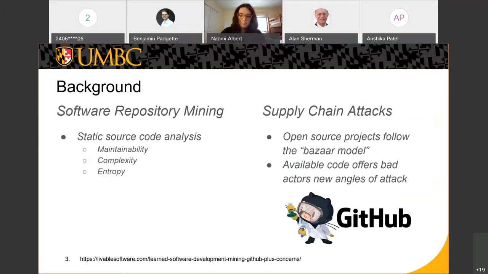So one of the best places to start this analysis is on GitHub. GitHub is home to thousands of repositories, so it can provide a good sample set. For our research, we have conducted two types of analysis on both non-mining and mining repositories. The first type of analysis we performed was static code analysis, where we looked at source code's maintainability, complexity, and entropy. For the second type of analysis, we looked at things like commit patterns and the size of the project. Next slide, please.